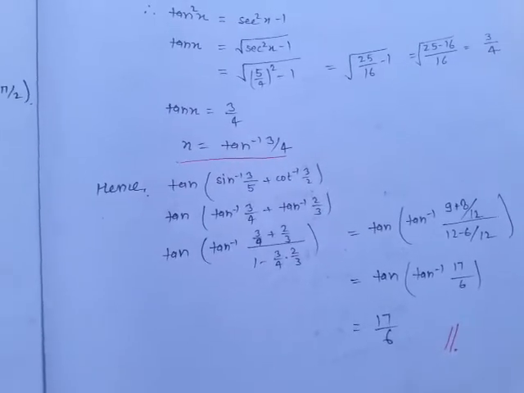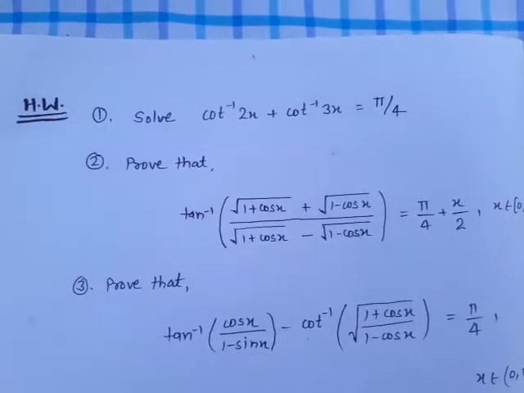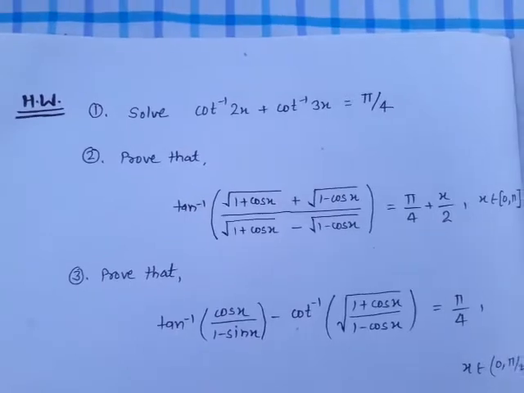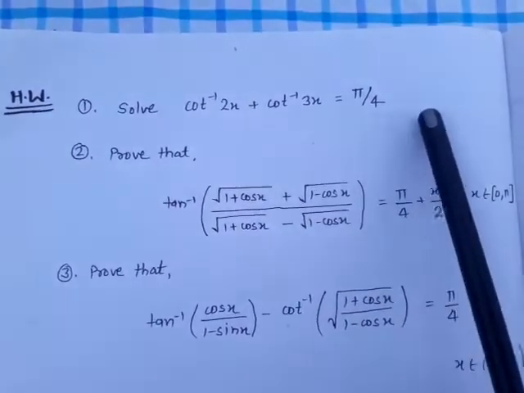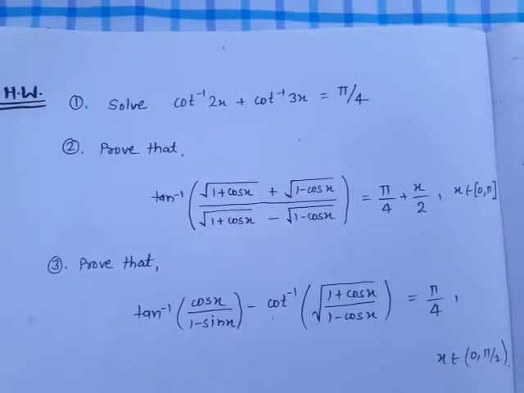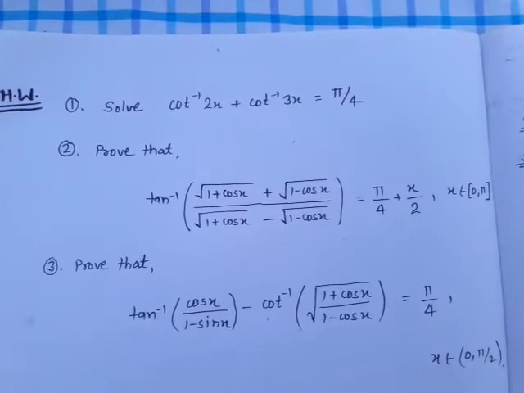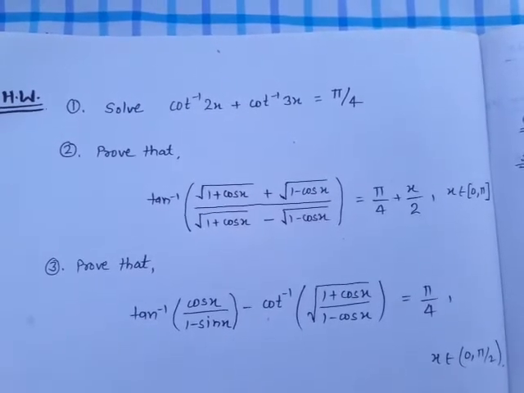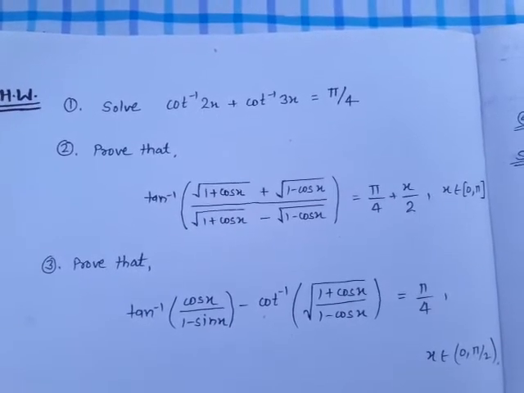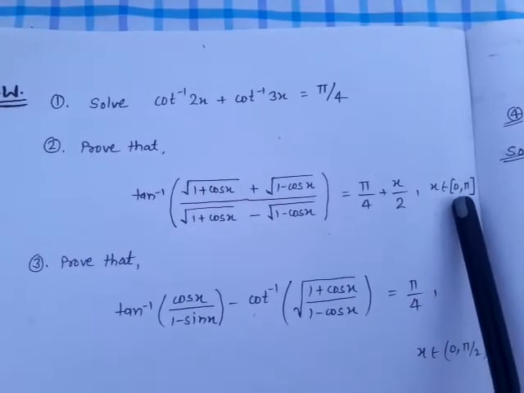Now on the basis of today's lecture you can solve your homework. Your homework is to solve cot inverse 2x plus cot inverse 3x is equal to pi by 4. In this question you find the value of x. Second one, prove that tan inverse of (root of (1 plus cos x) plus root of (1 minus cos x)) whole by (root of (1 plus cos x) minus root of (1 minus cos x)) equals pi by 4 plus x by 2, where x belongs to the closed interval 0 to pi.